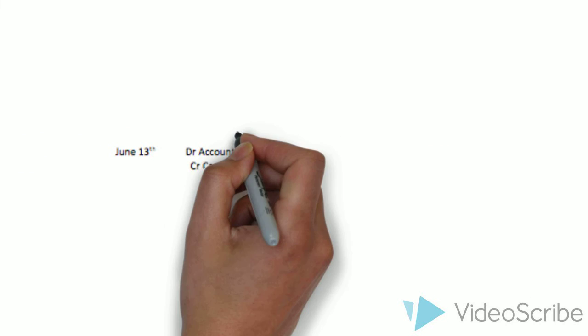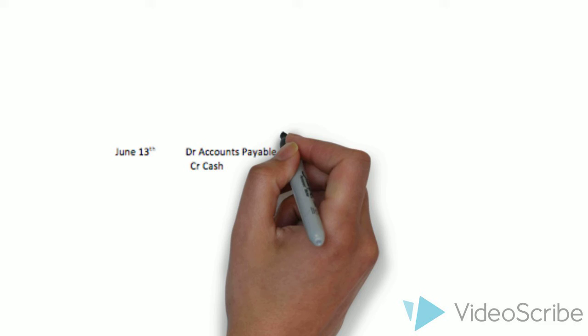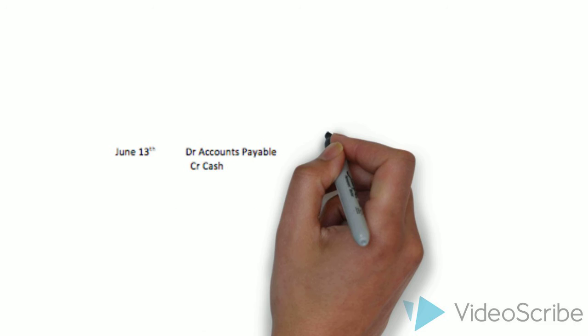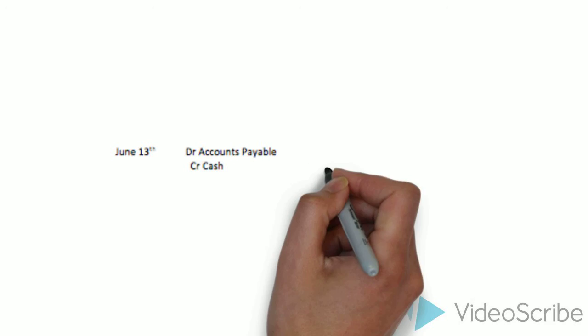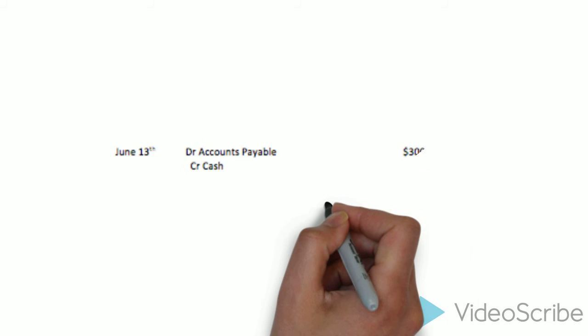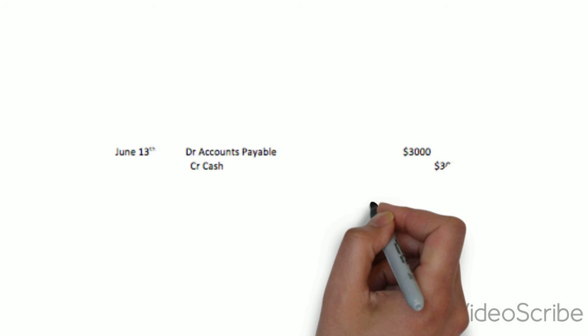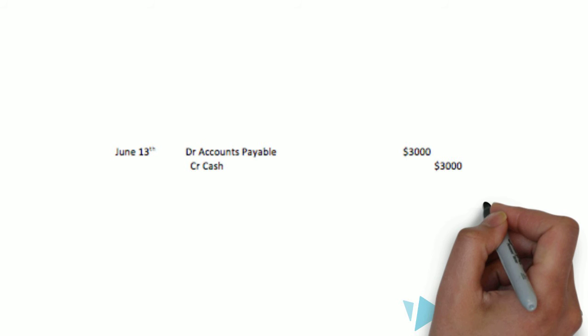However, when the company then pays off the debt, the following journal entry would need to be made. We decrease the accounts payable by debiting it, representing a decrease in a liability, and we decrease our cash by crediting it, representing a decrease in an asset.